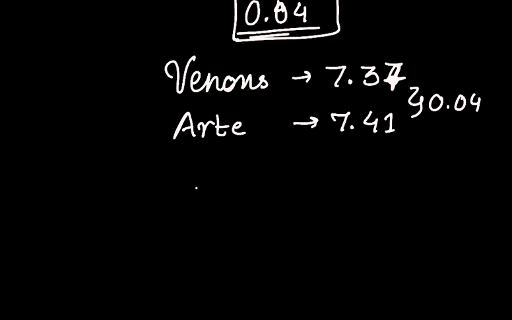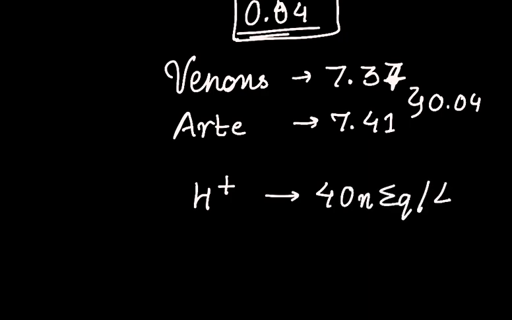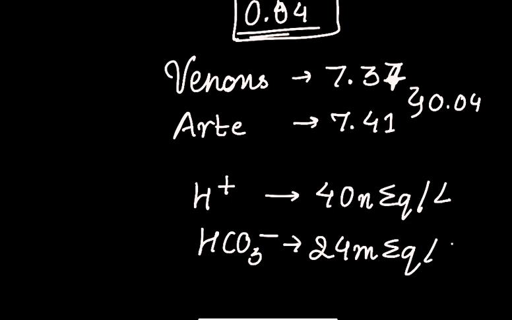the concentration of H plus in our body is about 40 nanoequivalents per liter. And similarly, HCO3 minus is about 24 milliequivalents per liter. That means the amount of H plus is very low in comparison to that of the HCO3 minus. So yes, this is also something we have to consider a lot.